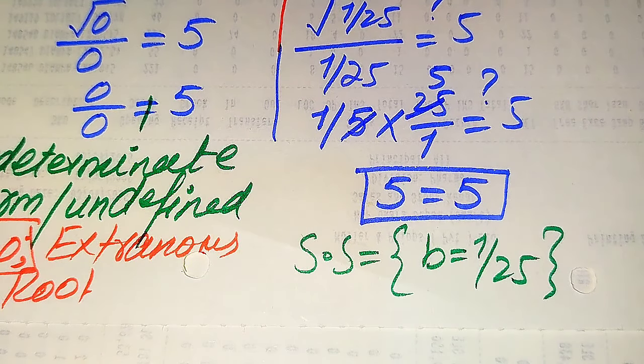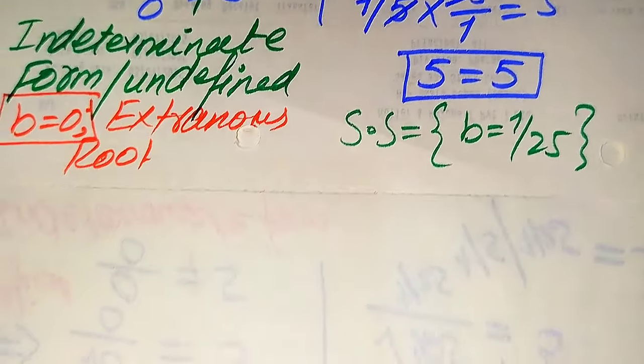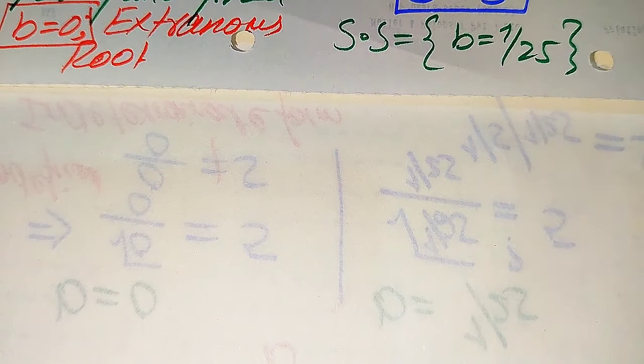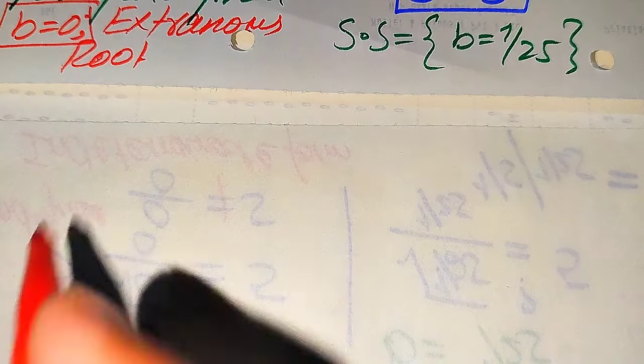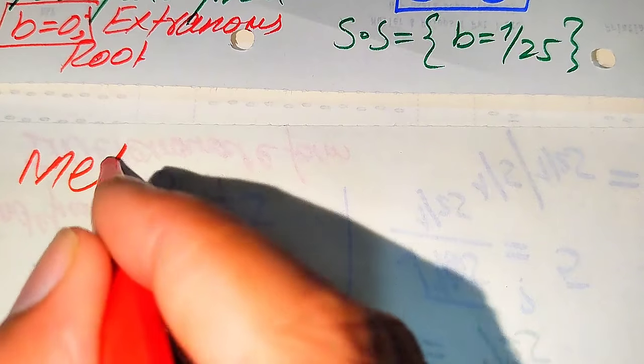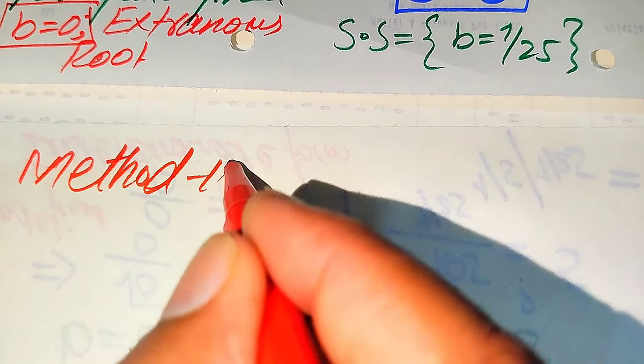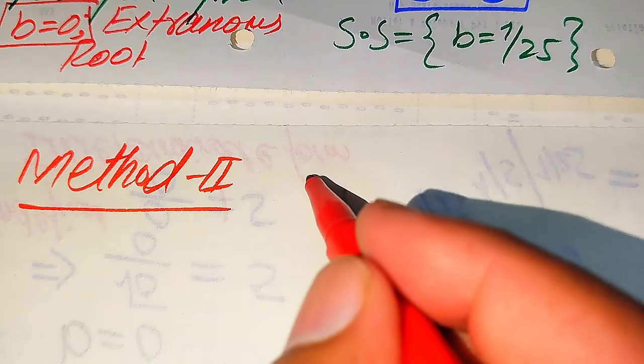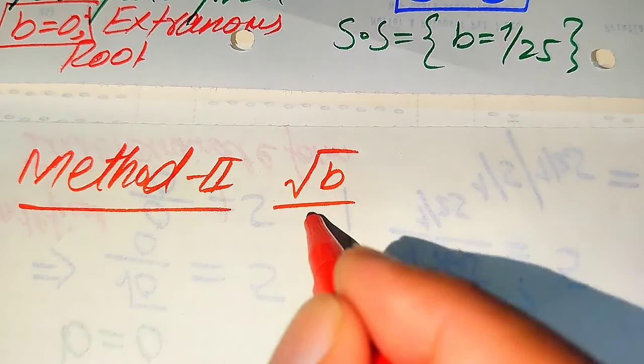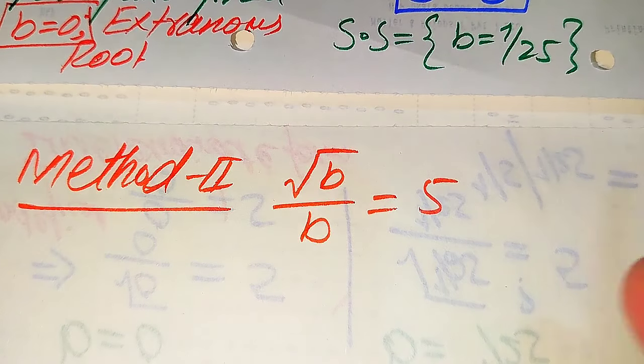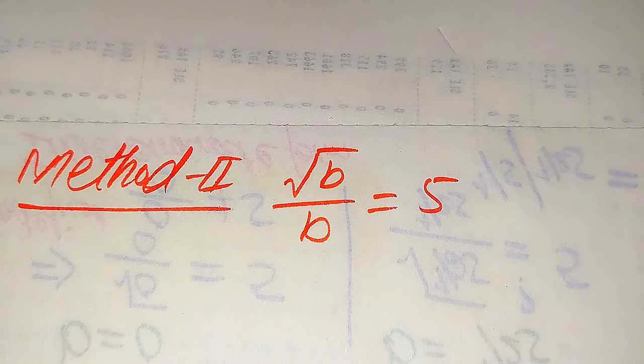And in the next step, we again solve this problem by the second method. In the second method, we need to copy down the given question statement here. So the given question statement is square root of b divided by b is equal to 5. This is our given question statement.